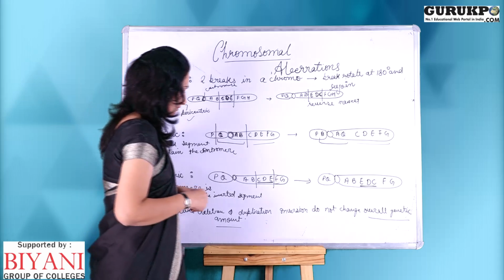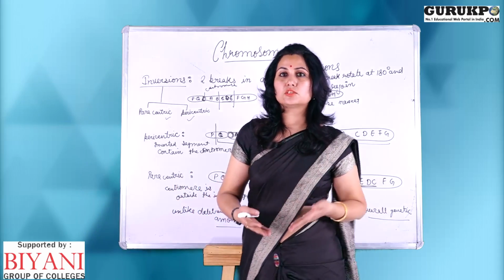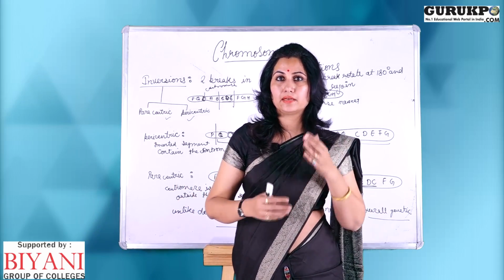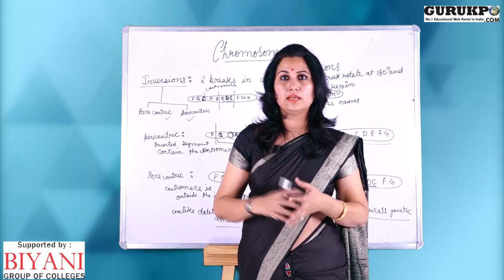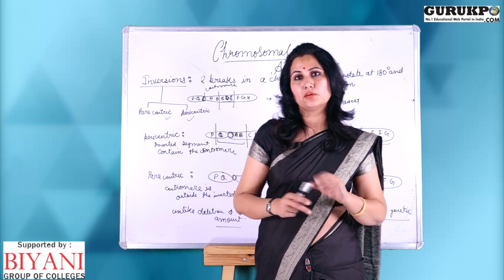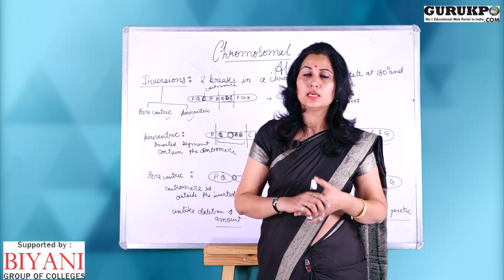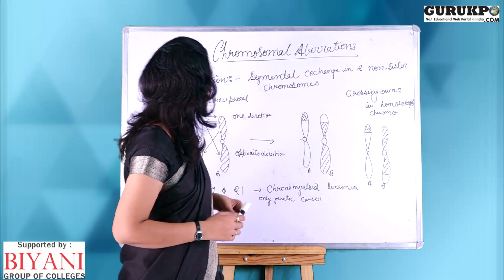And we already know that in deletion and duplication, the total genetic amount was changed. In deletion, there was a loss of the genetic amount, and in duplication, there was an increase in the genetic amount. But unlike deletion and duplication, there will be no change in the genetic amount of an individual in which inversions are occurring. So friends, lastly, we are going to discuss translocations.